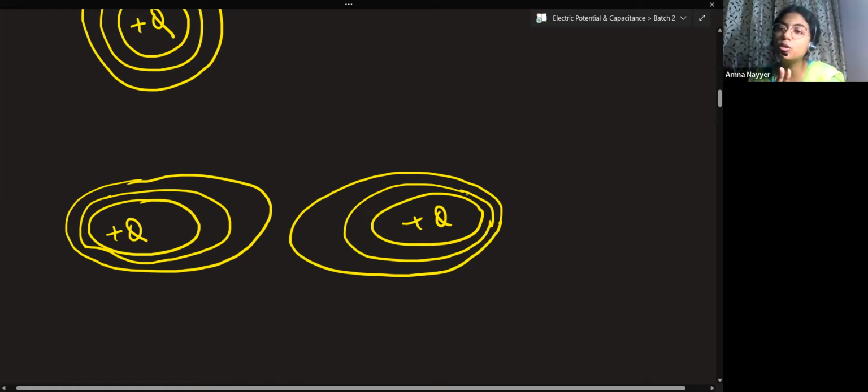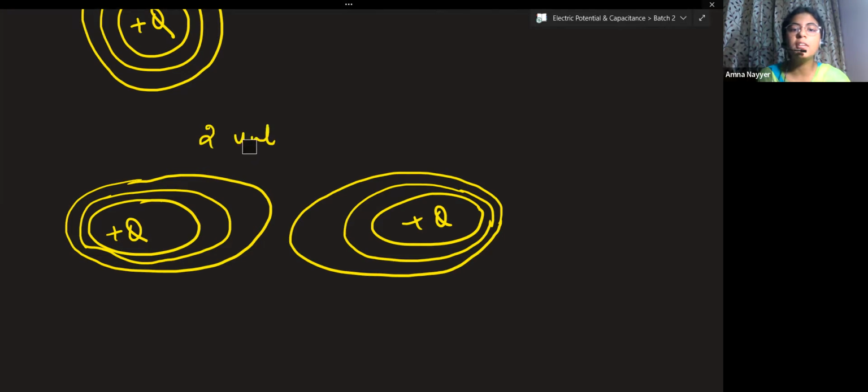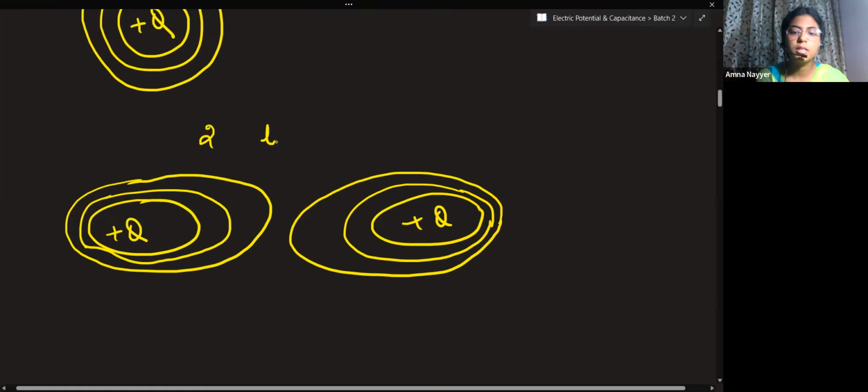Now see, this is 2 like charges. If it is a negative charge, draw it in the same manner. If you have unlike charges, a positive and a negative, it means it is what? It's a dipole. So let me write dipole instead of writing a positive and negative charge. So you have a plus Q and a minus Q.